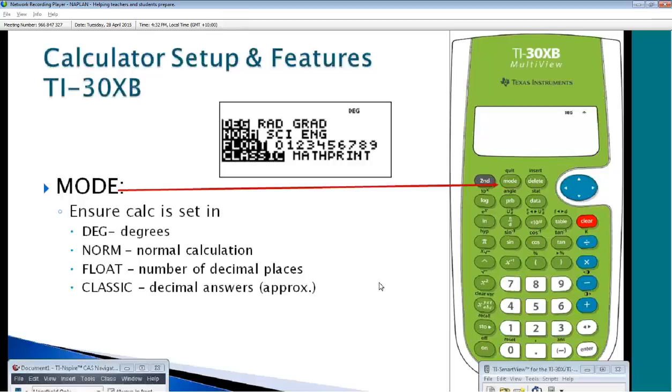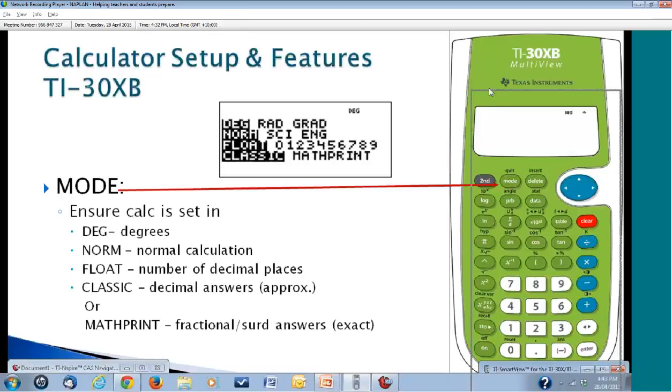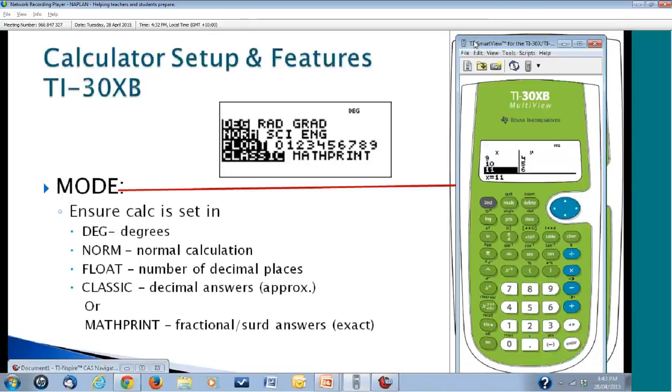So what TI have also included is the ability to use math print, and that is where their answers will be given in fractional or surd form if necessary, which is actually teaching students about getting exact answers. We've tended to use that more with senior students, certainly here in Queensland, I think, but it is something that we need to use more and more with our junior students, and certainly introduce with Year 7 and Year 9 students there.